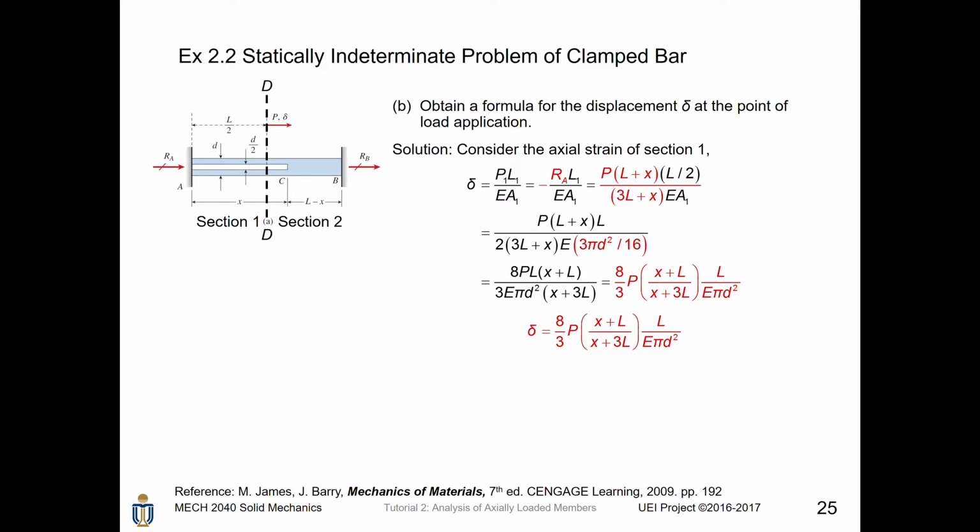Consider the axial strain of section 1. Still, we use the change of length formula, and we substitute RA into this formula. Also, we put A1, which equals 3 divided by 16 pi d squared, into this formula. Then, by a lot of calculation, we find delta equals 8 divided by 3 times P times x plus L divided by x plus 3L times L divided by E pi d squared.